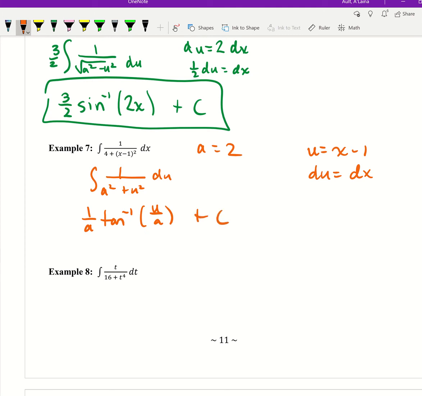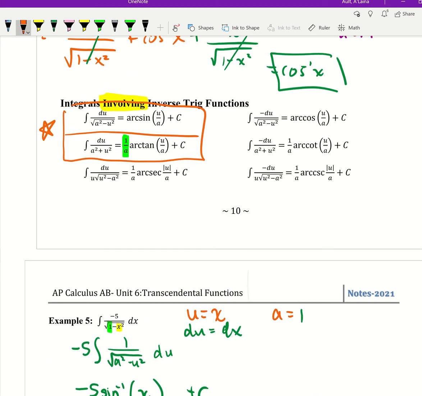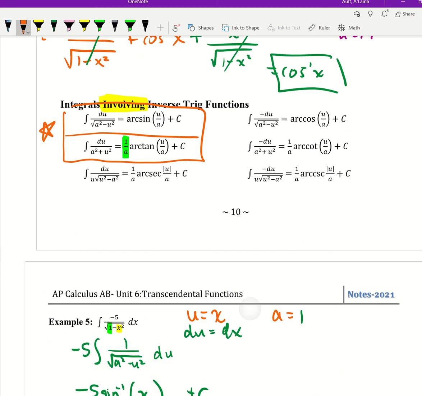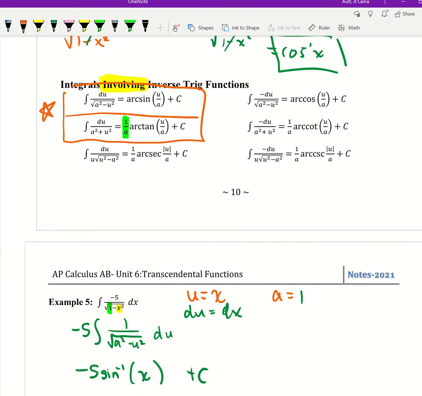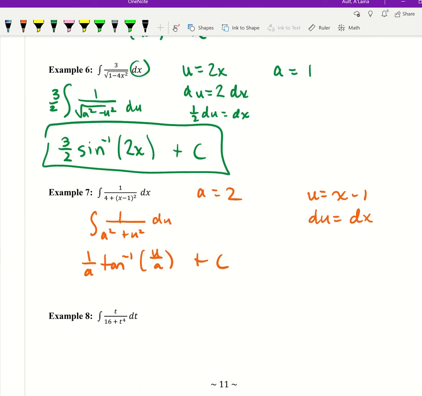plus c. The 1 over a that I'm writing down here is part of the formula for this integral. I have it here in green. So a is 2, so this would be 1/2 times the inverse tangent of u, which is x minus 1, over a, which is 2 plus c.